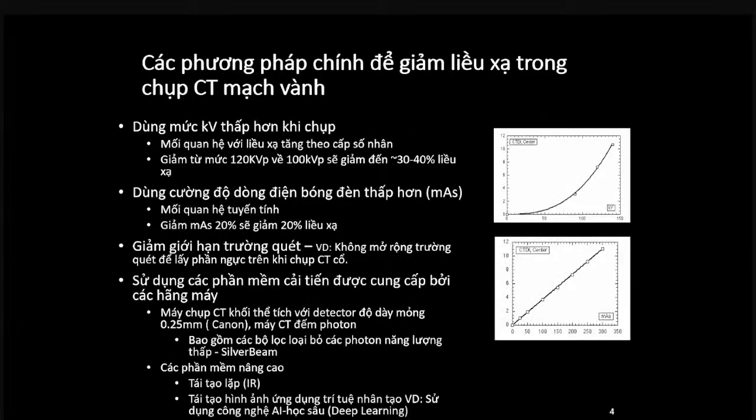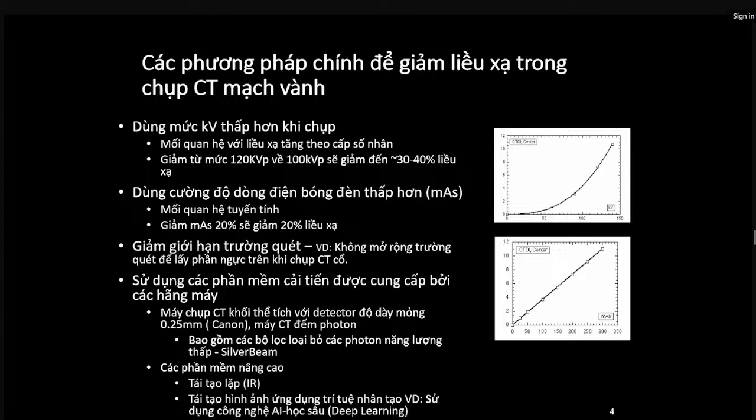The relationship to kV is exponential. So reducing kVp, for example, from 120 kV to 100 kV reduces dose by 30 to 40%. If you reduce the kV from 100 to 80, that reduces the dose by another 30%. You can use a lower tube current, which is mAs, but the relationship is linear. So if you cut the mAs, the dose reduces, but not as much.